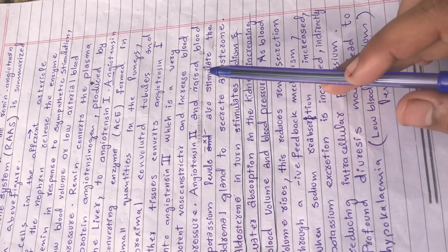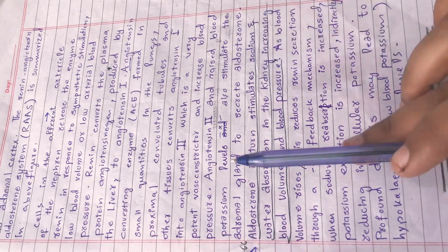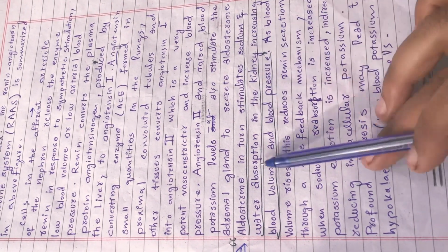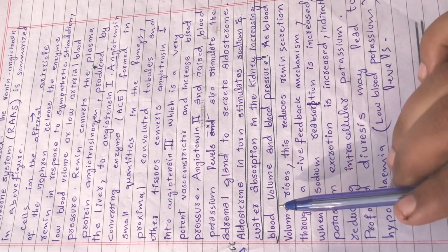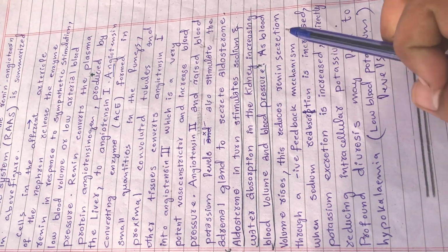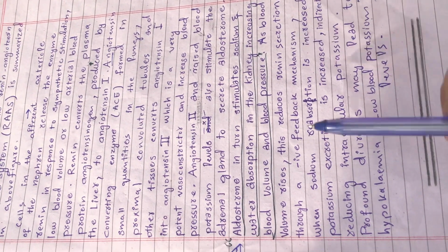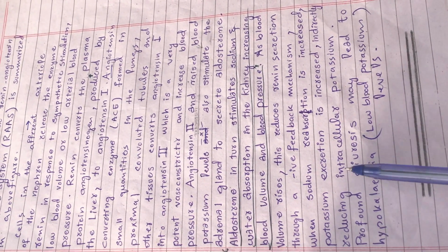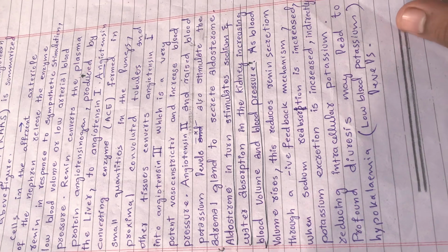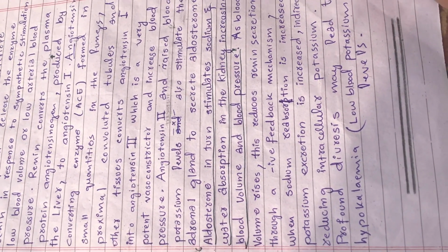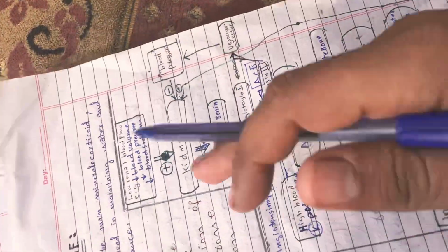Angiotensin 2 and raised blood potassium levels also stimulate the adrenal gland to secrete aldosterone. Aldosterone in turn stimulates sodium and water absorption in the kidneys, increasing the blood volume and blood pressure. As blood volume rises, this reduces renin secretion through a negative feedback mechanism. When sodium reabsorption is increased, potassium excretion is increased, indirectly reducing the intracellular potassium. Profound diuresis may lead to hypokalemia, low potassium level. So this is the long question on aldosterone.